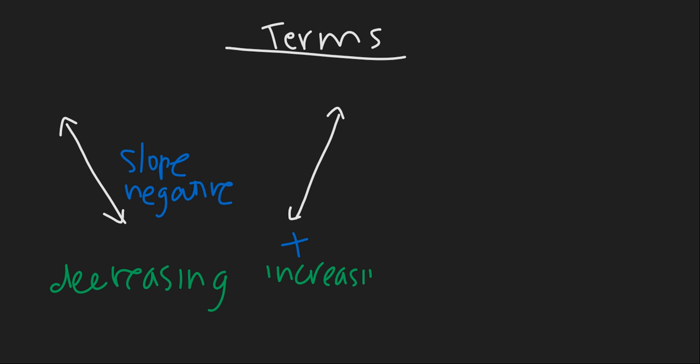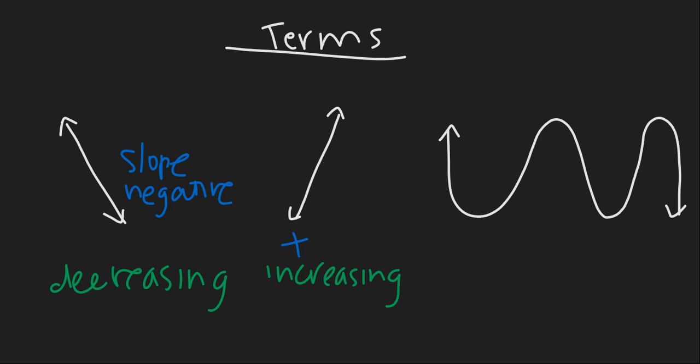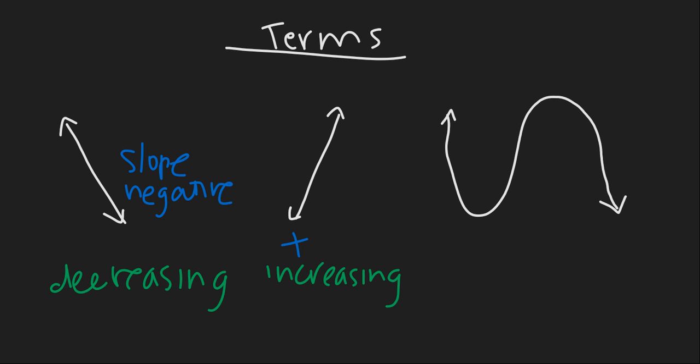And concave up and concave down is actually pretty interesting. So in something like this, this has both concave up and concave down. But that might be a little interesting. What do I mean by concave up and concave down? Well, concave up is when the slope is increasing. And concave down is when it's decreasing.